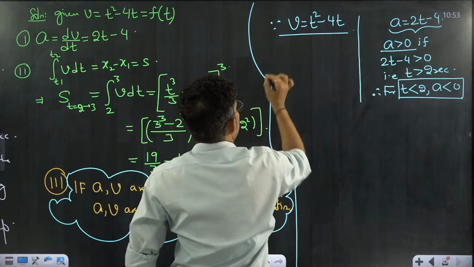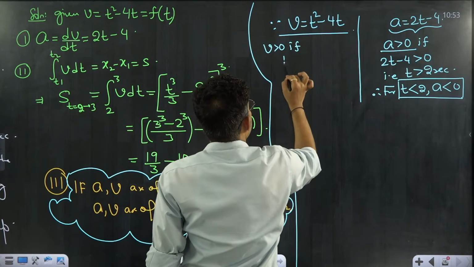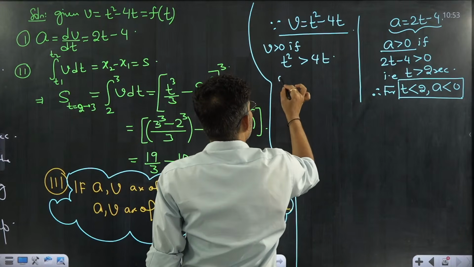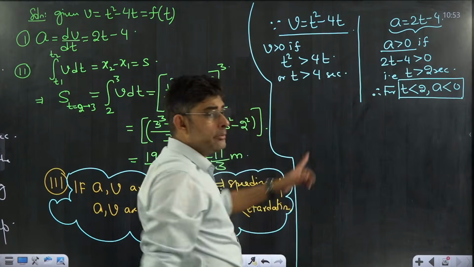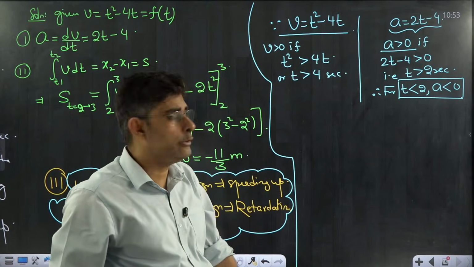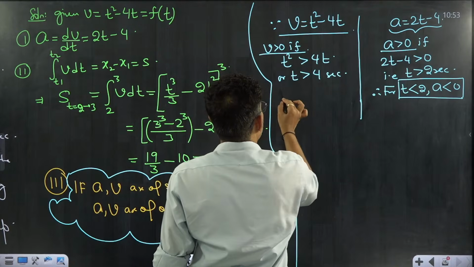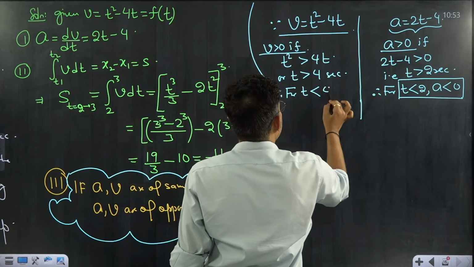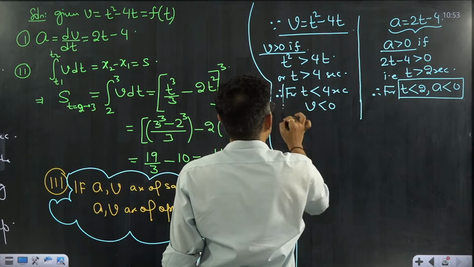Velocity is t square minus 4t. So velocity will be positive if t square is greater than 4t, or t is greater than 4. Time cannot be negative, so we have to take only the positive value. So for t greater than 4 seconds, velocity will be positive. Therefore, for t less than 4 seconds, velocity will be negative.